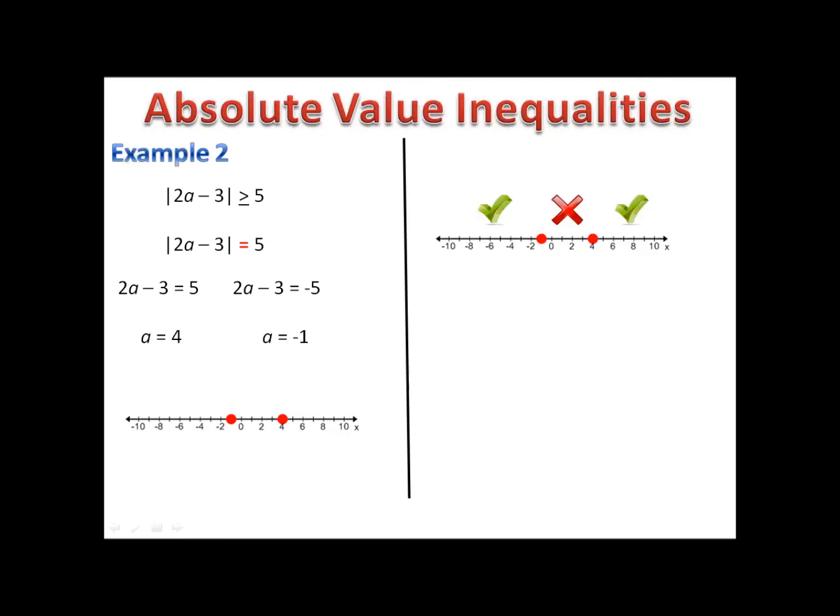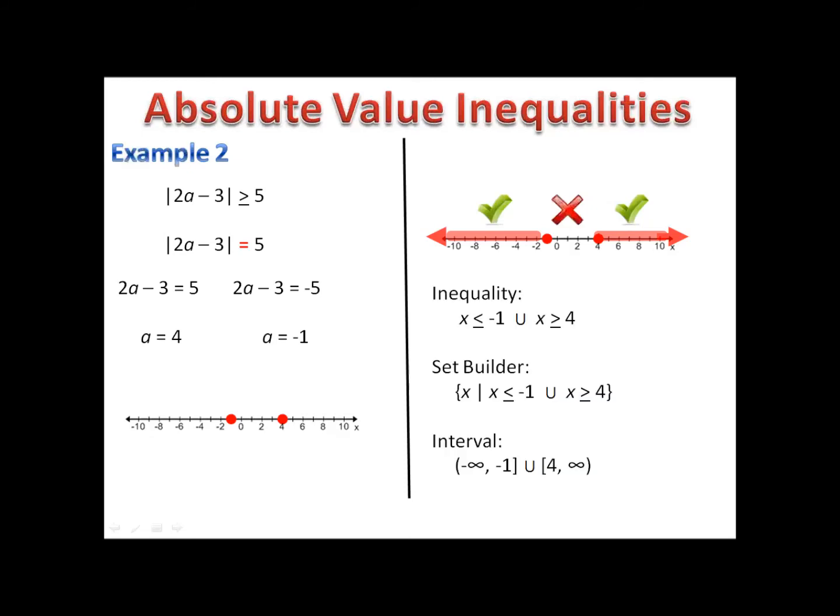I pick some test points and I find out that the two ends are where I'm going to shade this time. And so I do my shading there. Now I can write my set using an inequality, set builder notation, or interval notation. Once again, all four of these different notations, the graph, the inequality, the set builder, and the interval, are equivalent.